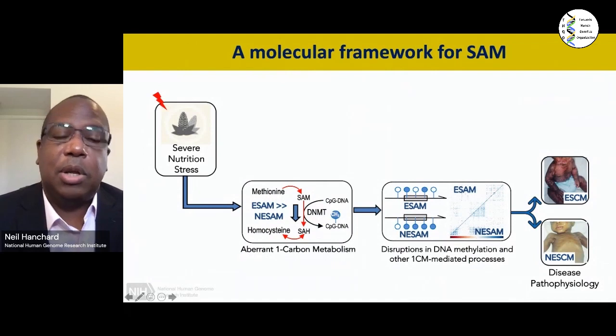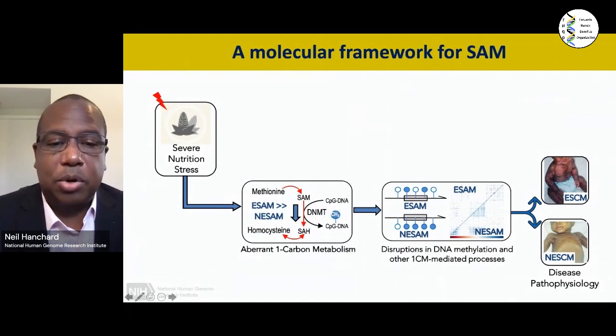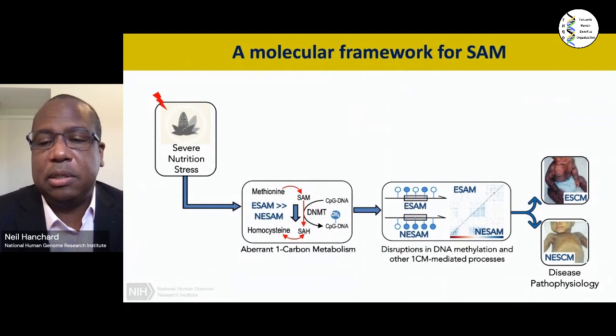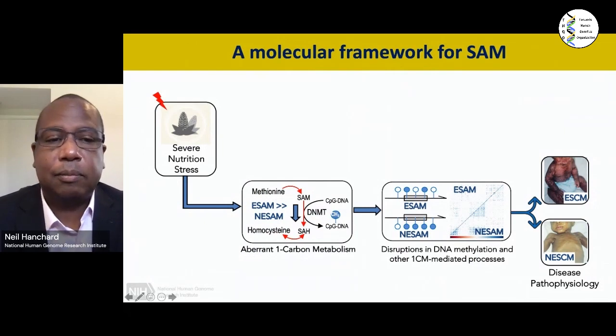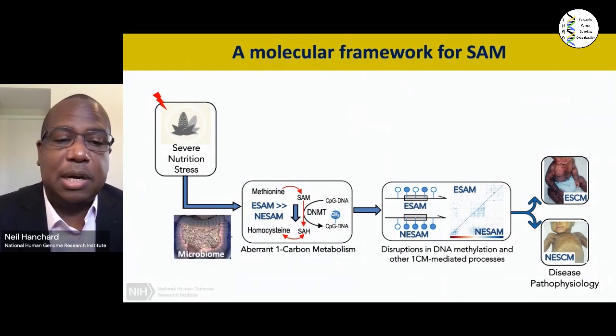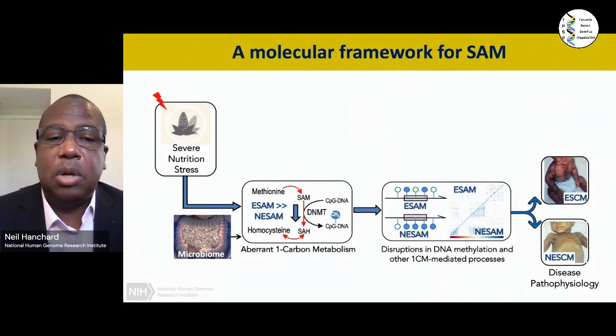And so that would say, well, in the face of this stress, we have this aberrant 1-carbon metabolism, and then there are downstream disruptions in DNA methylation and other related processes. And that then gives rise to the two phenotypic differences that we see between edematous and non-edematous malnutrition. And the nice thing about this framework is that it does allow for things like the microbiome. So studies have shown where you have changes in the gut microbiome, you get a shift towards gut bugs that have a very different 1-carbon metabolism.